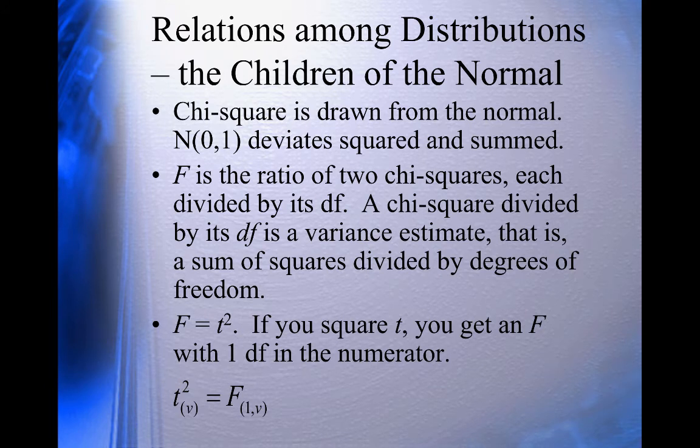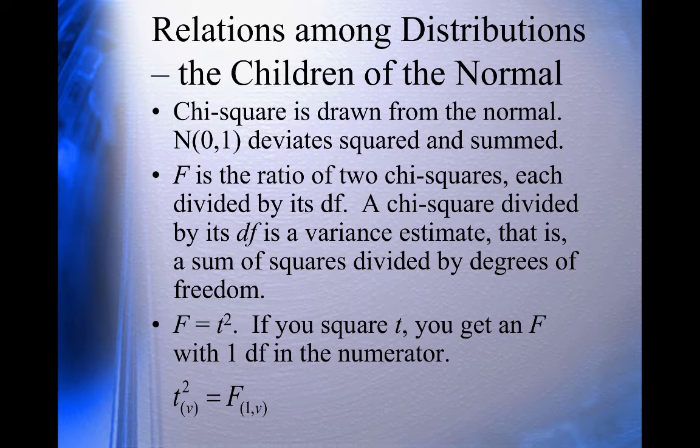All right, relations among the distributions. So relations among the children of the normal. That's why when you see this, that's why I call them the children of the normal. So chi-square is drawn from the normal. So you've got the unit normal, which is a mean of 0 and a variance of 1. And we take those deviates, we square them, and we add up as many of them as we want. So the number of them that we add together is the degrees of freedom for chi-square. F is the ratio of two chi-squares, each divided by its degrees of freedom. So that's the ratio of two variances.